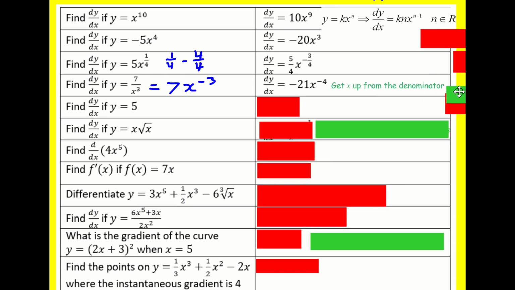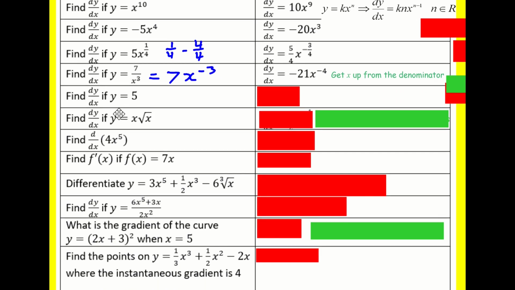Okay, so yeah, getting x up from the denominator is the key thing. It's the denominator. I don't want it as the denominator, so I write it like this. Next one, dy by dx where y is equal to 5. That's your special case. It's just 0. As soon as there's a constant, get rid of it.